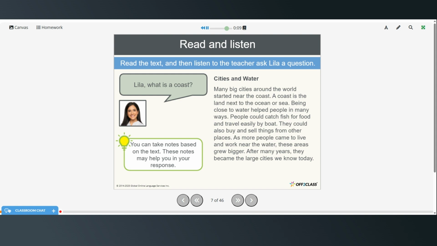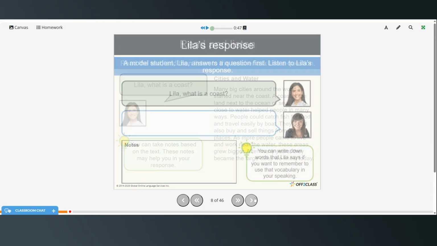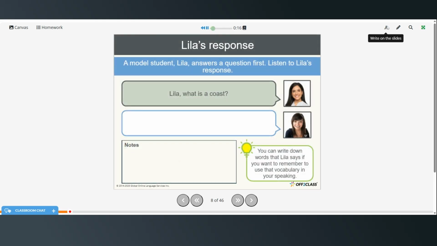Now listen to the teacher ask Leela a question. Leela, what is a coast? Now listen to how Leela answers the question. A coast is the land next to water. It's land next to an ocean or sea.